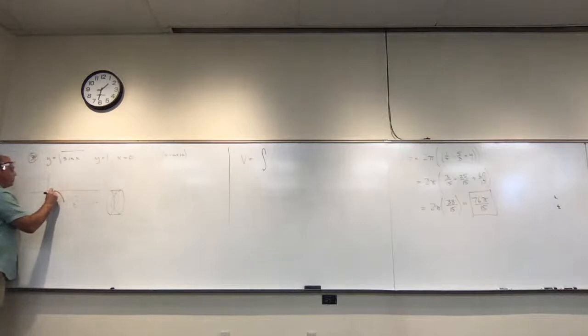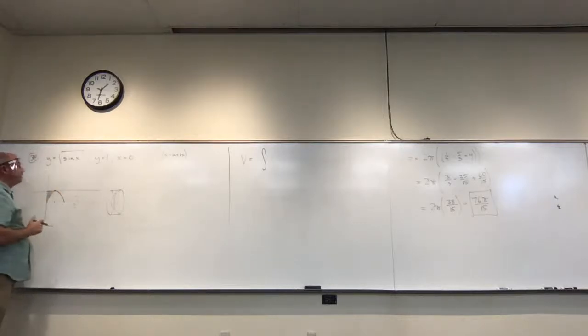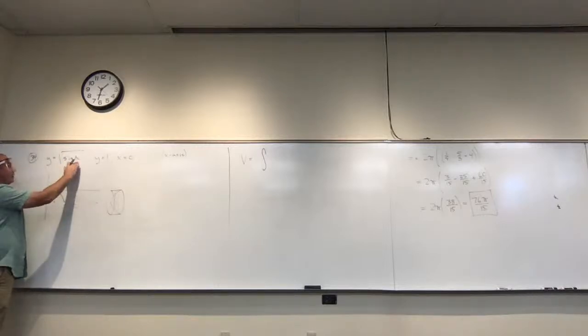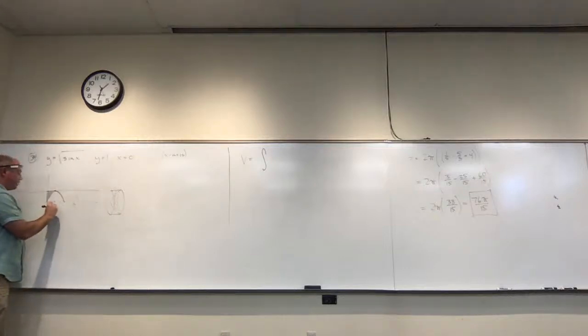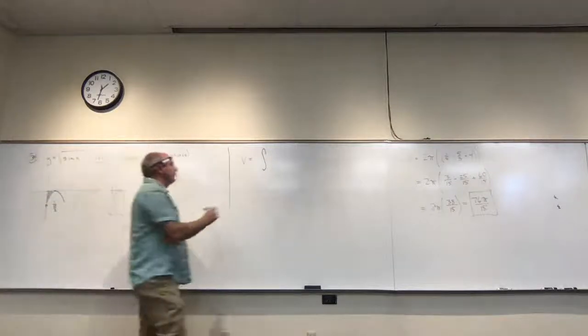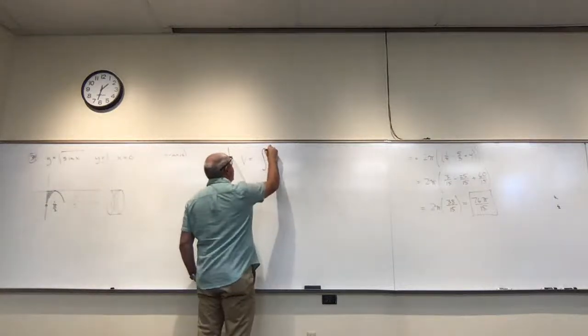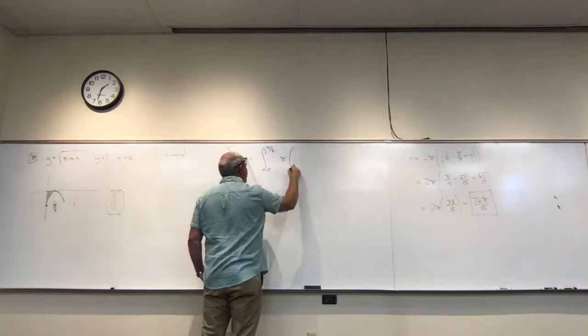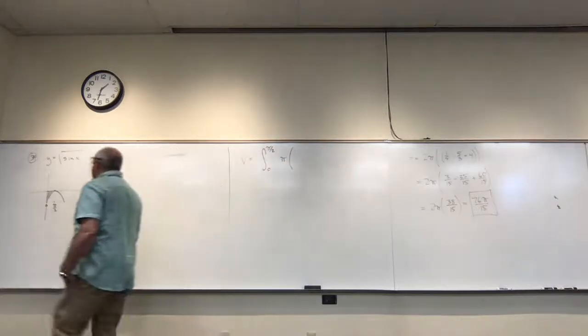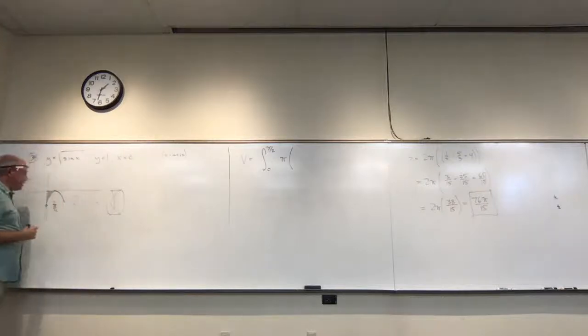Yeah, what's this point where sine is 1? So sine of what, pi over 2? Yeah, sine of pi over 2 is 1, square root of 1 is 1. So this is pi over 2. So we're integrating from 0 to pi over 2 of pi times the outside radius.